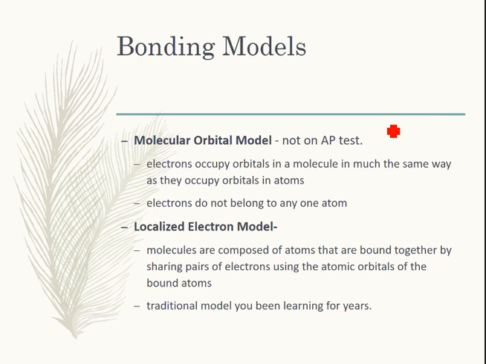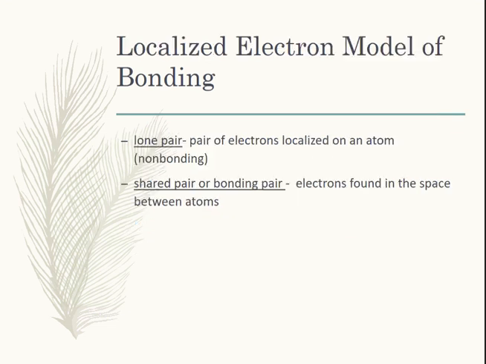But essentially what it applies to is electrons occupy orbitals in a molecule much the same way that they occupy orbitals in atoms, in that they don't really apply to one space. Once there's a degree of attraction for all the particles there, the electrons are essentially grouped around the entire molecule. They're not restricted to one atom. Whereas our localized model, which is what we've learned up till now, is that molecules are composed of atoms that are bound together by sharing pairs of electrons using atomic orbitals of bound atoms. It's a pretty straightforward and easy to learn model, and that's why we use it. But again, it's just a model.